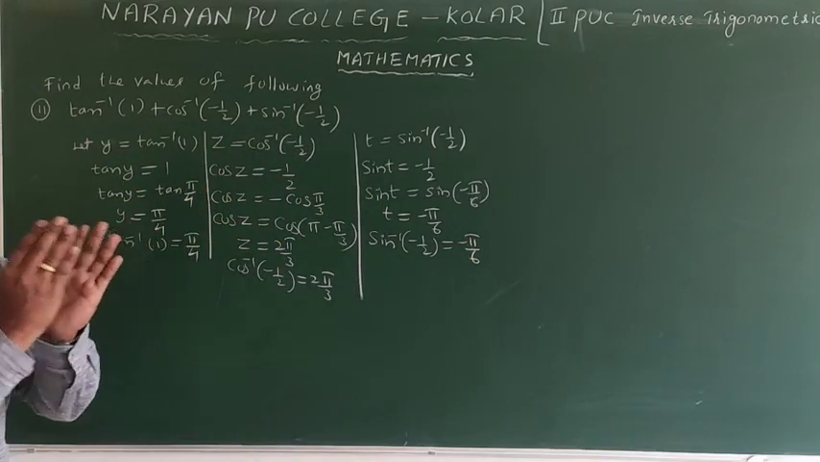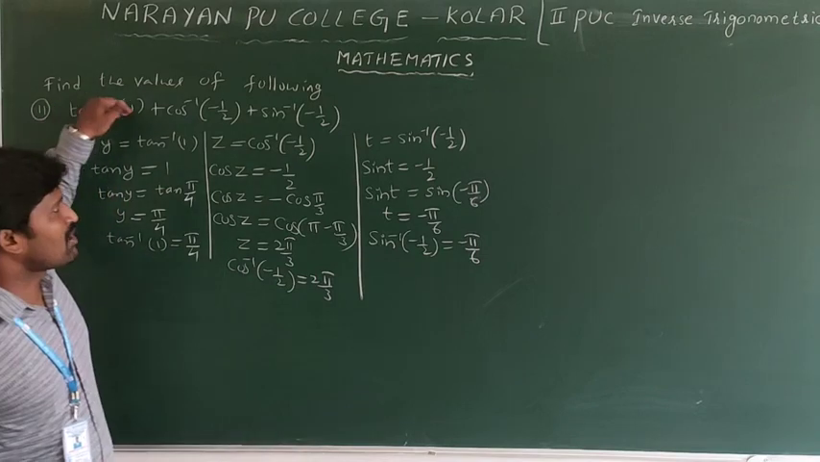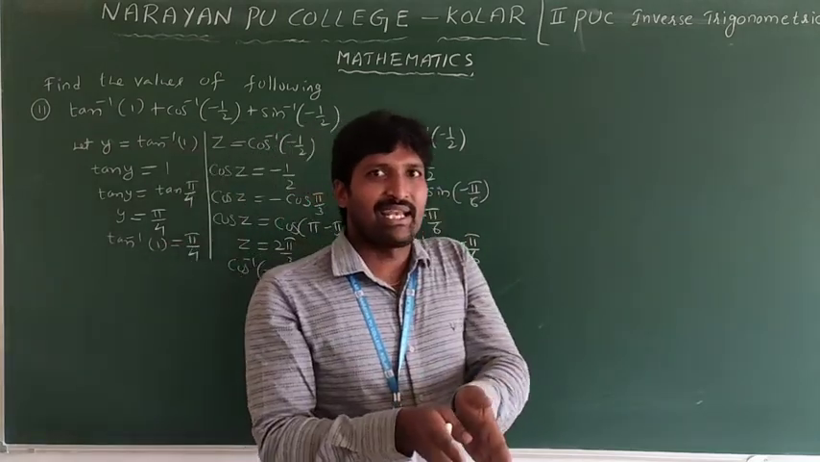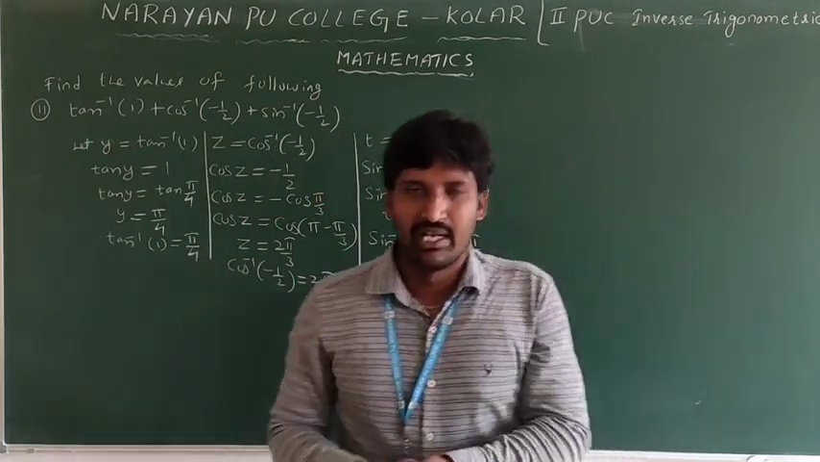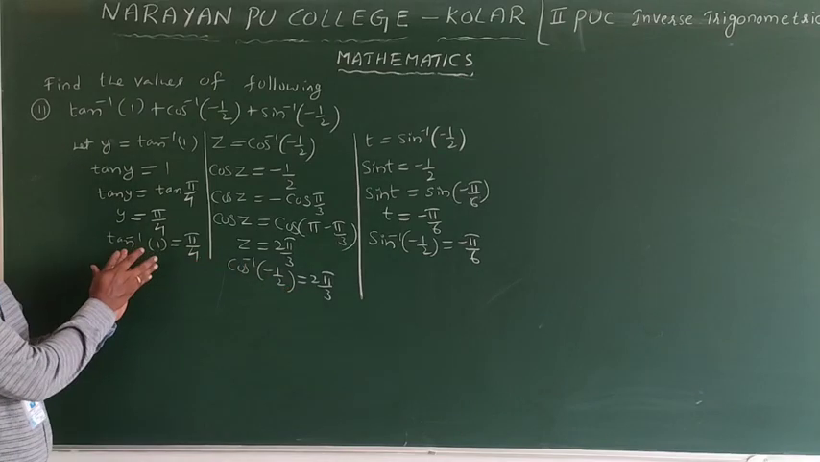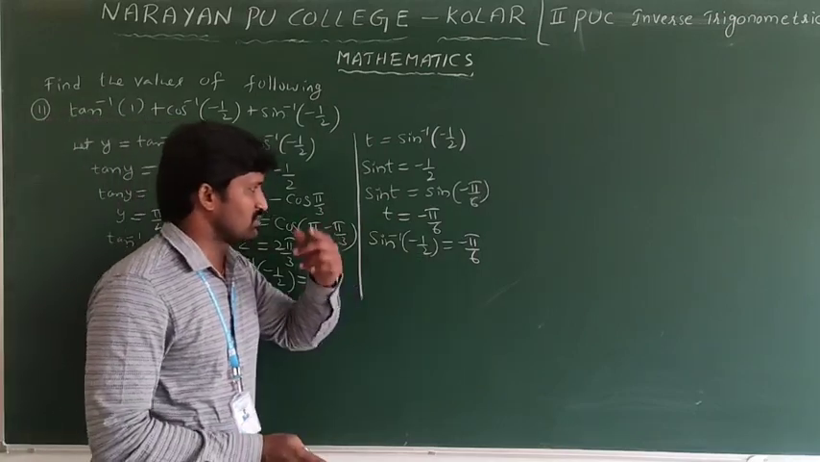When you are finding them individually, we need to check whether each is in the range or not. But while adding the sum of all these values, it is not compulsory to check the range again. It is not required. So individually you have to check that every angle is in the range of that function only: tan inverse of 1, cos inverse of minus 1 by 2, sin inverse of minus 1 by 2.